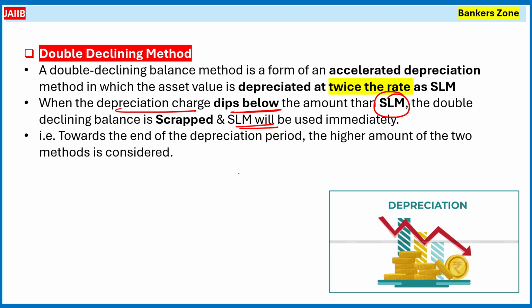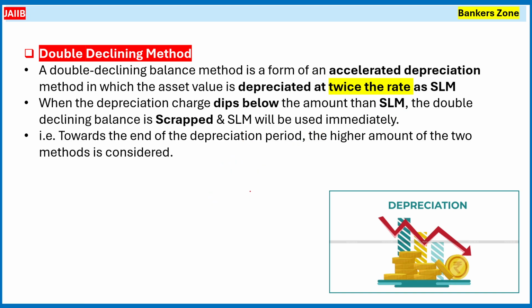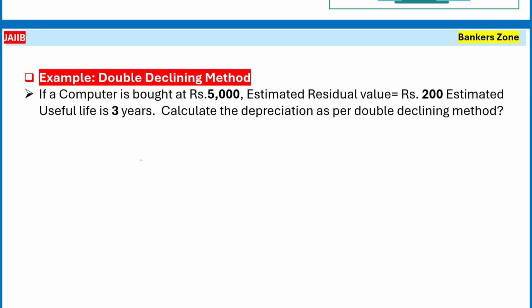So we have a very simple criterion here. What is the straight line method rate? 20%. So we will use here 40%, which is double of the straight line method. And if the depreciation amount gets reduced using the double declining method, then we will move back to the straight line method. Towards the end of the depreciation period, the higher amount of the two methods is to be considered. Through an example you will get a better idea.